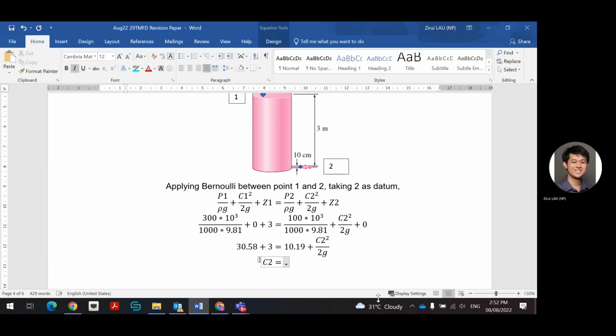Correct. But is this what they want? What do they want? Do they just want the flow speed? What do they want? Discharge, right? So they want the flow rate. Okay.